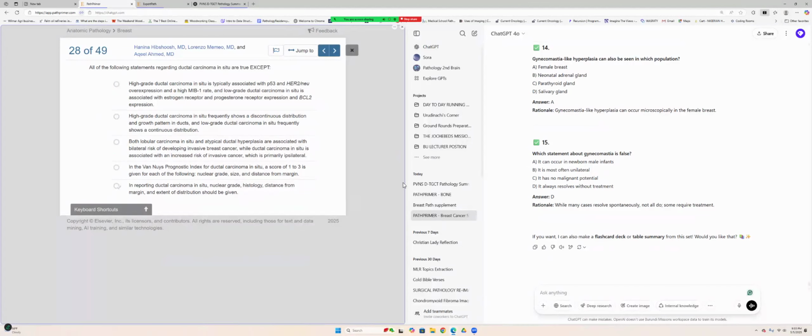This size. I have 60, 70, 90 seconds to answer. Ductal carcinoma in situ, high grade ductal carcinoma in situ. Yes.